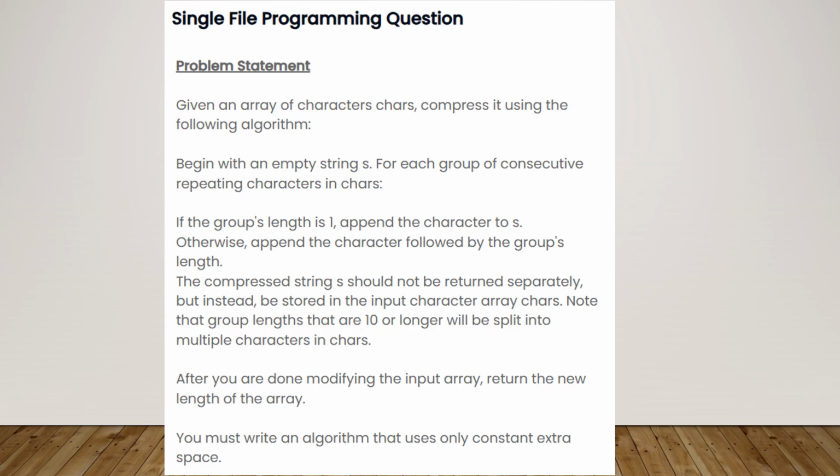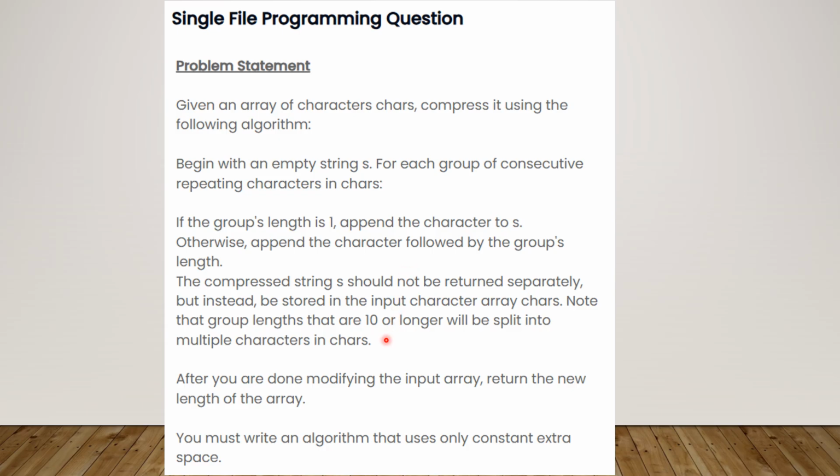Basically, a group of consecutive characters will be present in the string, or we can sort the array such that we get groups of consecutive characters. If the group length is 1, I just append that character to my output string. Or else, if the group length is greater than 1 but less than 10, which means it is a one-digit number, I append that character along with its group length.